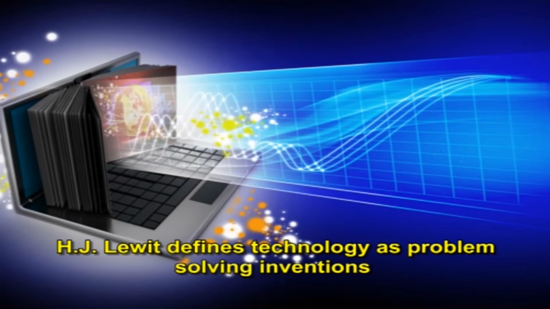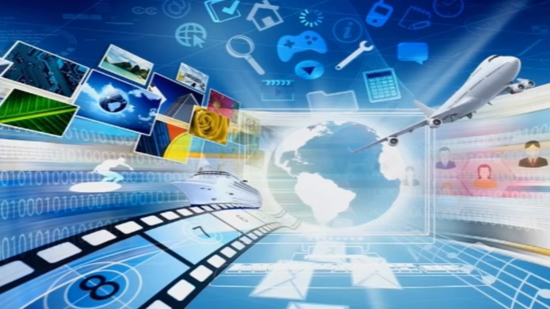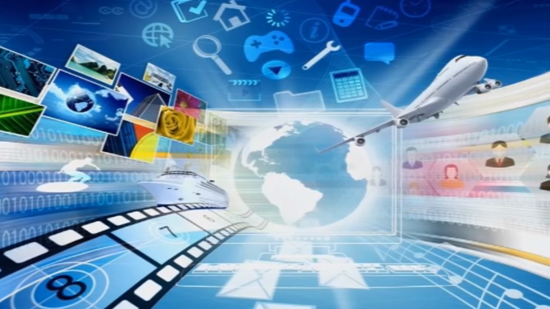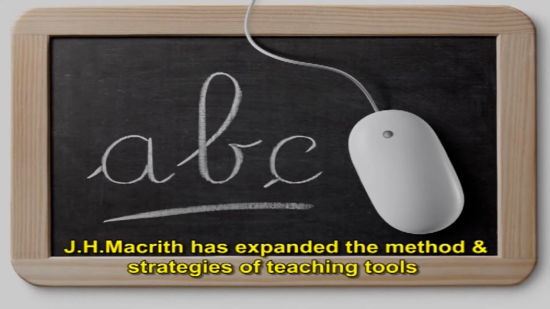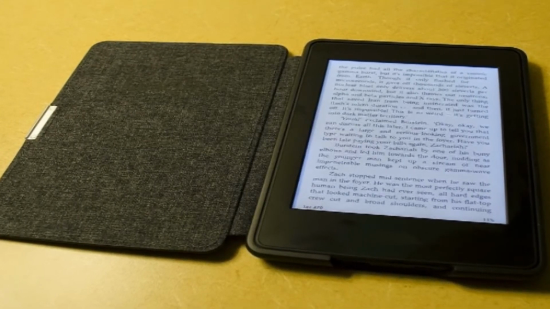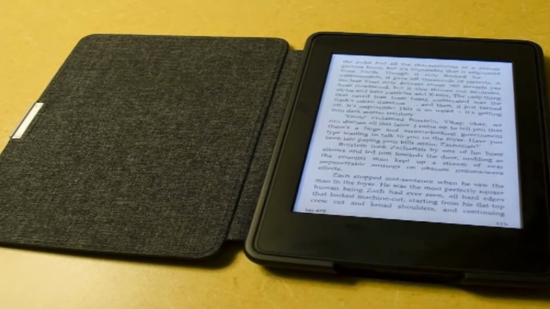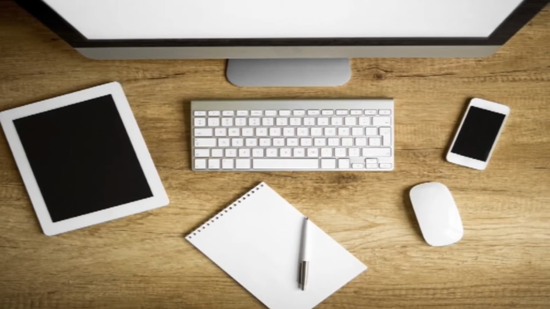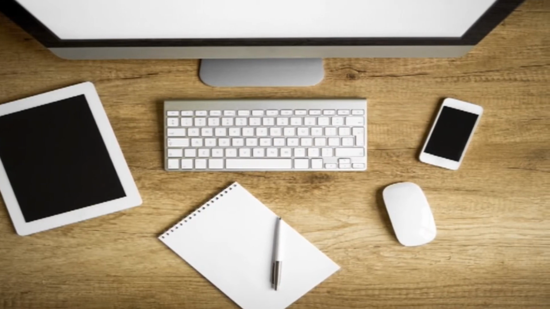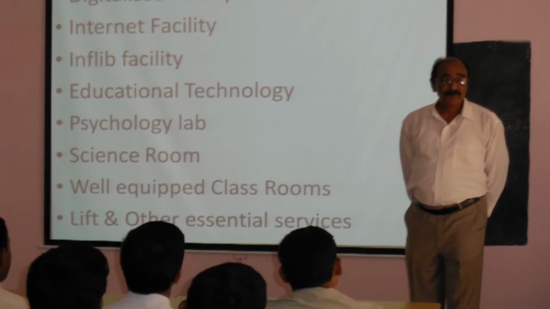H. J. Leavitt defines technology as problem-solving inventions. The development of technology essentially attempts to be rational and produce greater efficiency. J. H. McCrith has expanded the methods and strategies of teaching to include tools, mechanical and electronic devices, instruments, media equipment, library inventories, and even textbooks. Technology is a means component. However, observation, practice, and other evidence lead to the conclusion that advocates frequently encourage users to view them as ends.